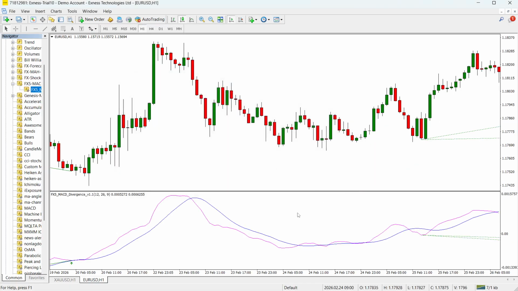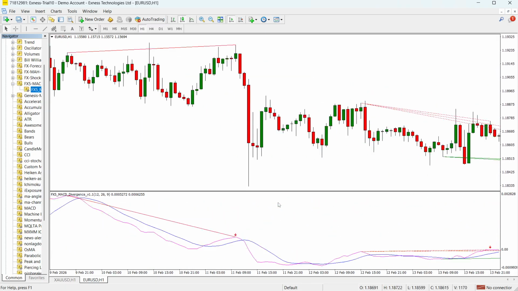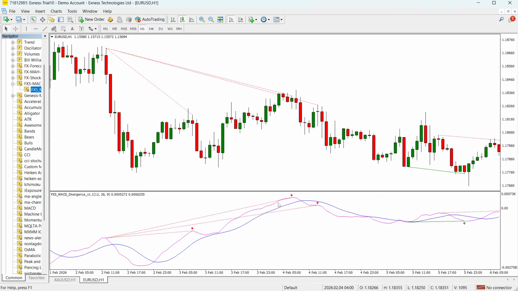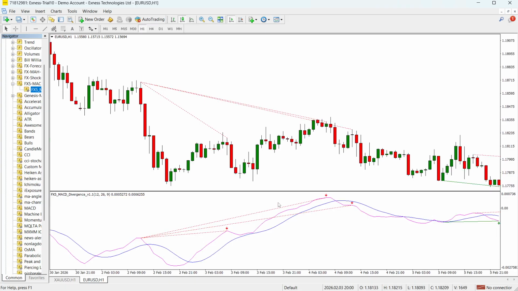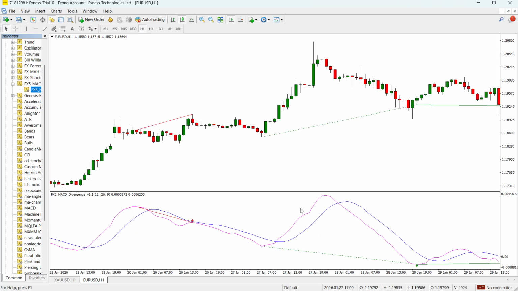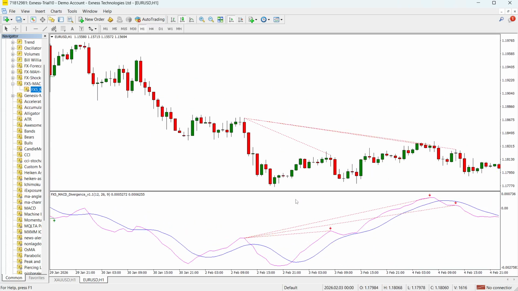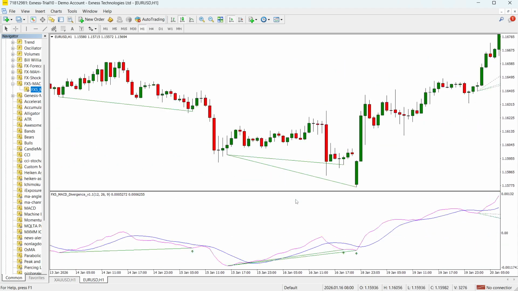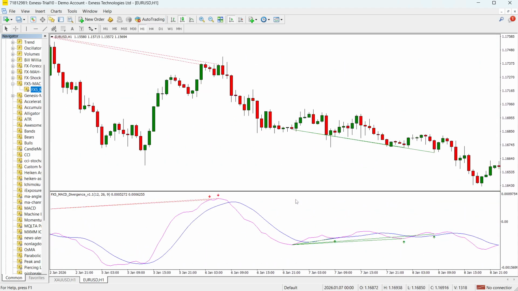Alright, so we have it installed. As you can see, the FX5 MACD Divergence Indicator plots the MACD in a sub-window and draws lines between price swings and corresponding MACD peaks or troughs. When price makes a higher high but MACD makes a lower high, the indicator marks a potential bearish divergence. When price makes a lower low but MACD prints a higher low, it marks a potential bullish divergence. These divergence markings highlight zones where the current trend may be weakening and a reversal or deeper correction could develop.